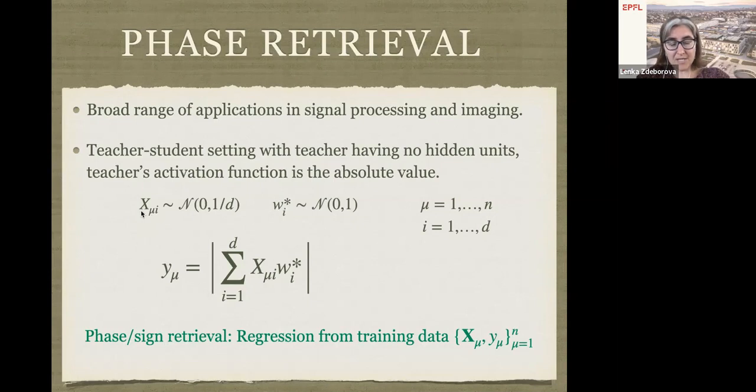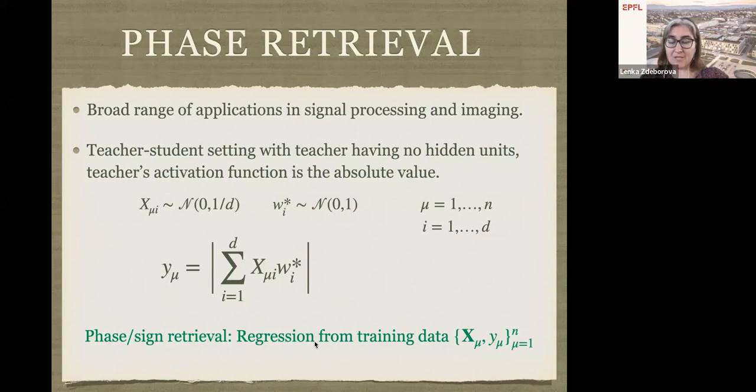What will not change is that the input data X will still be Gaussian IID, and the teacher will still generate the weights as Gaussians. That's the same as in the spherical perceptron. What is changing is that instead of generating labels that are the sign of the scalar product, the teacher will generate labels that are the absolute value of the scalar product. I did not change much, just this. The labels here are real valued, so this is a regression problem, and we look at it as such.